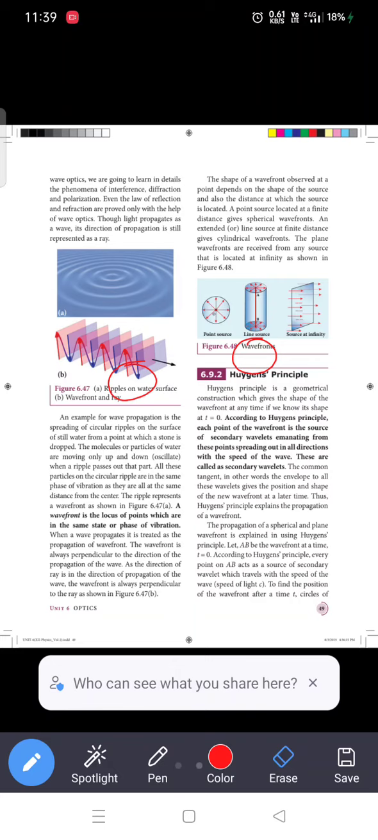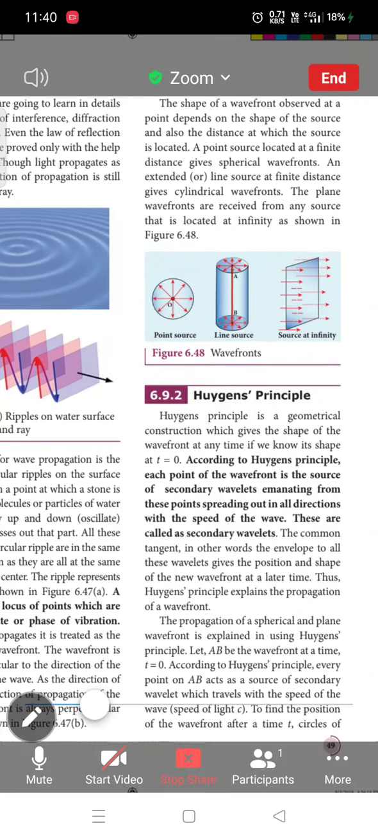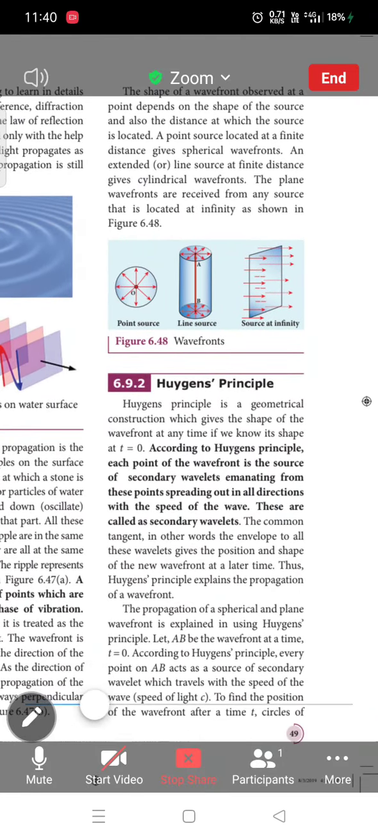The wave front is always perpendicular to the direction of propagation of the wave. Always it will be perpendicular. For example, if I have the propagation of the wave in this direction, the wave front will be perpendicular like this. Here you can see the diagram clearly. The direction of the ray is the direction of propagation of the wave, and the wave front is always perpendicular to the ray. The shape of a wave front observed at a point depends on the shape of the source and also the distance at which the source is located.